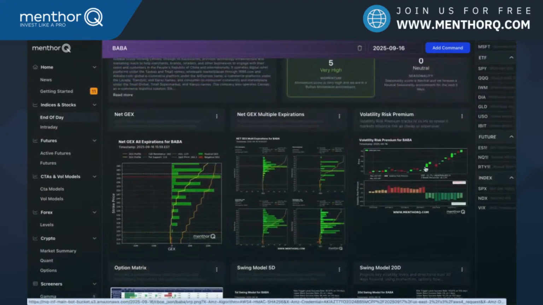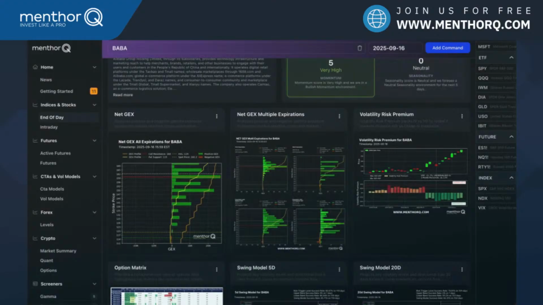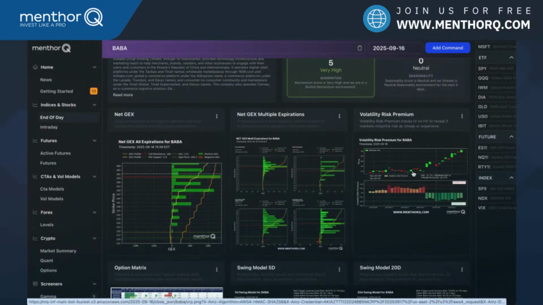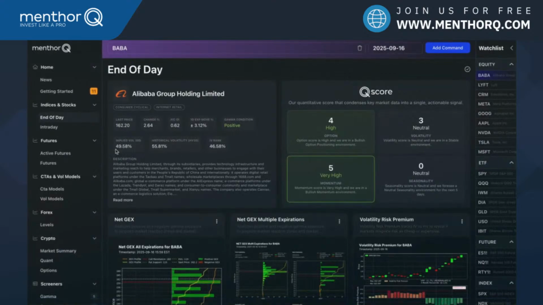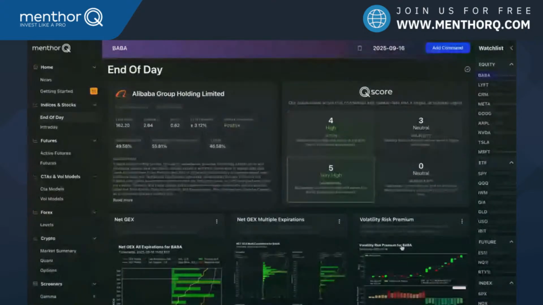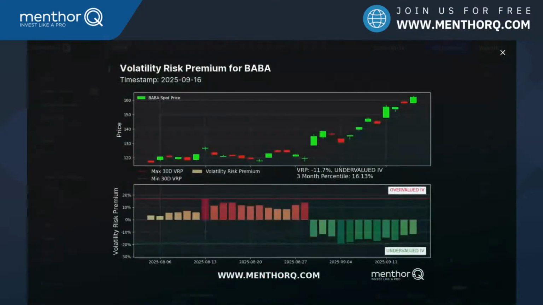And then another very important model that we just released last week is the volatility risk premium. The volatility risk premium tells you the difference between implied volatility and historical volatility, but in a historical context. So today, VRP is minus 11.7%. That means that implied volatility is about 11% cheaper than historical volatility. But what does that mean?